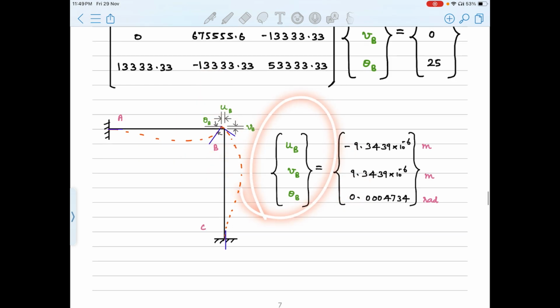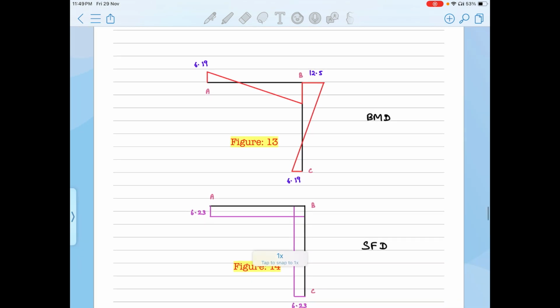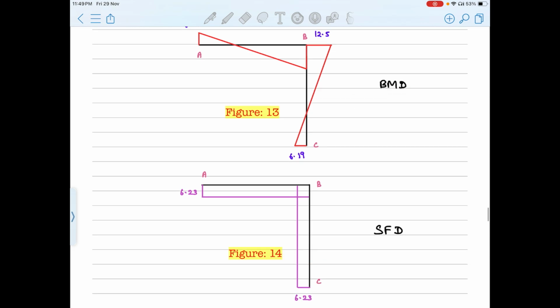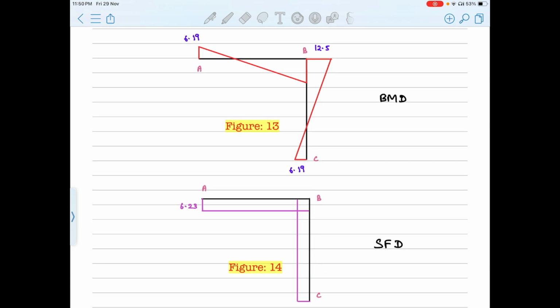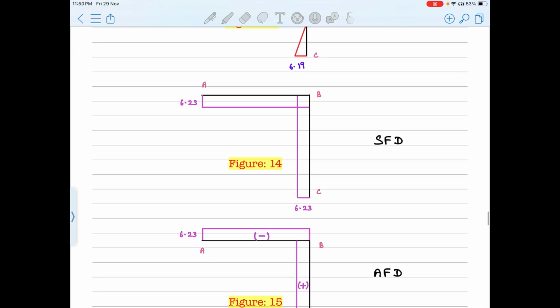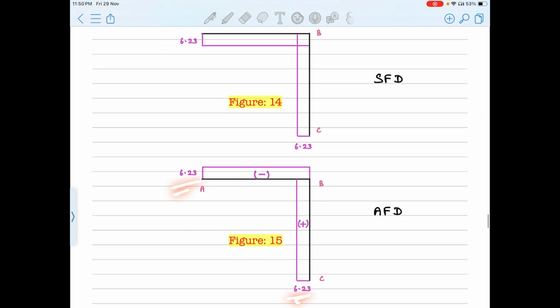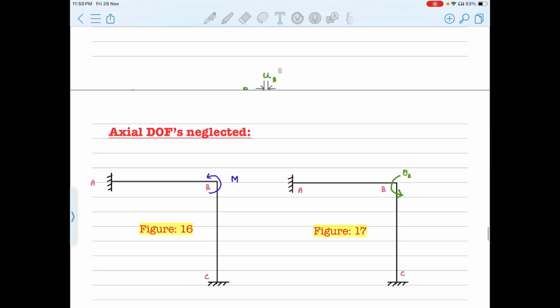Once we know these values, one can use the relevant equations to get the values of shear force, bending moment, and axial force, and then draw the bending moment diagram, shear force diagram, and what is called the axial force diagram. So just bear these values in mind. We'll come back to them later. Now, if we consider the axial deformations, what we get is approximately 6.2 for the bending moment diagram, and again 6.23 for the shear force diagram as well as the axial force diagram, overall throughout the members, because this is a constant value here. We'll come back to this point later.